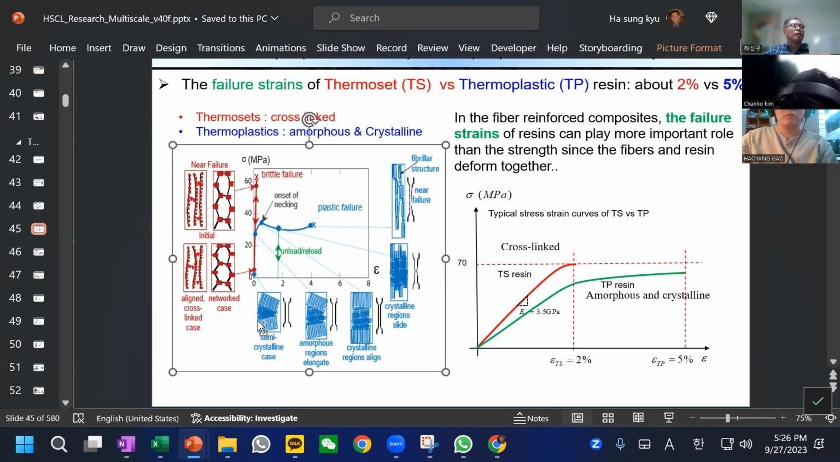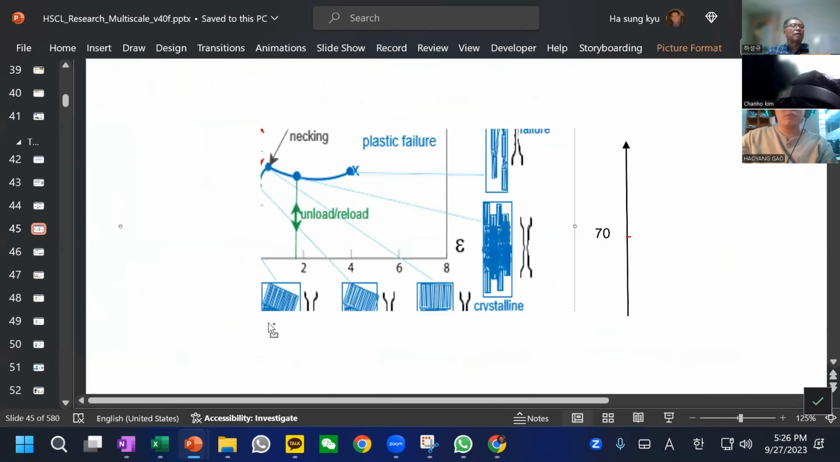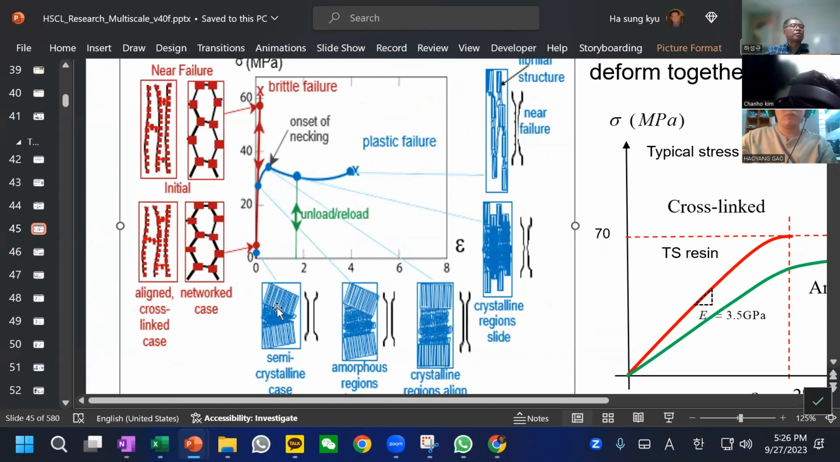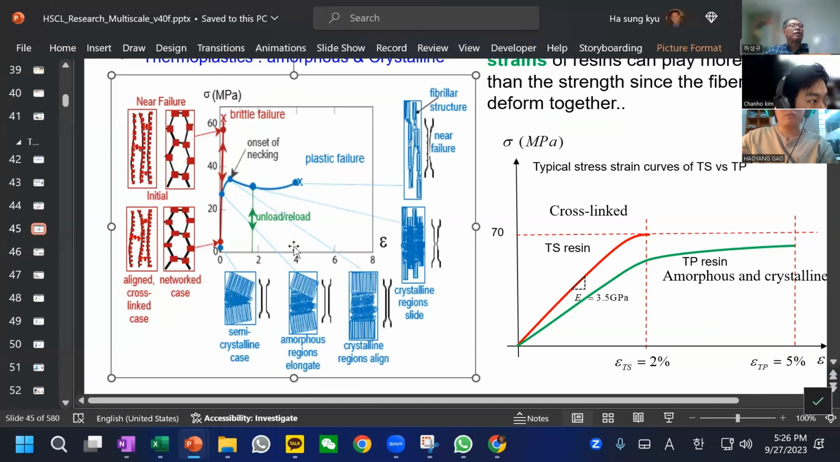So it shows the crystalline structures. Crystalline means well-aligned polymer chains, and there will be amorphous and crystalline regions together, and they can extend and extend, giving a very large failure strain.